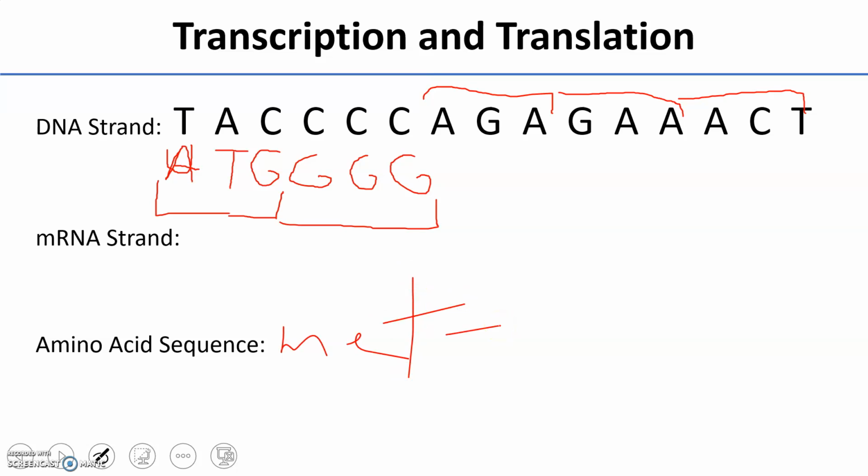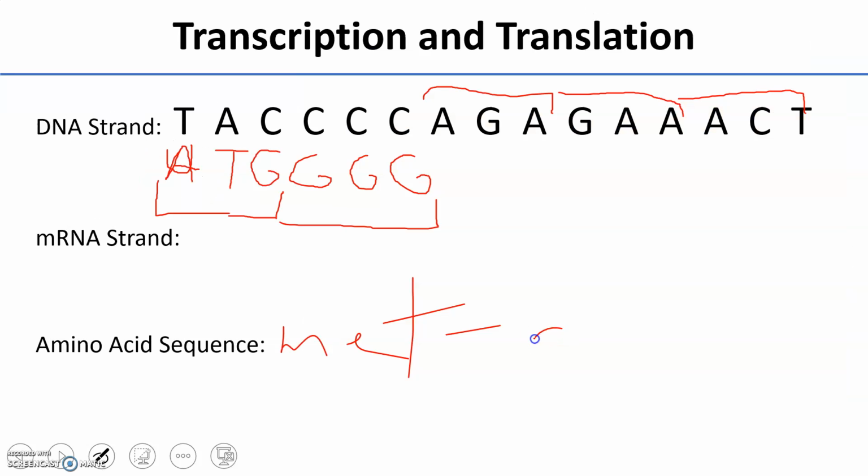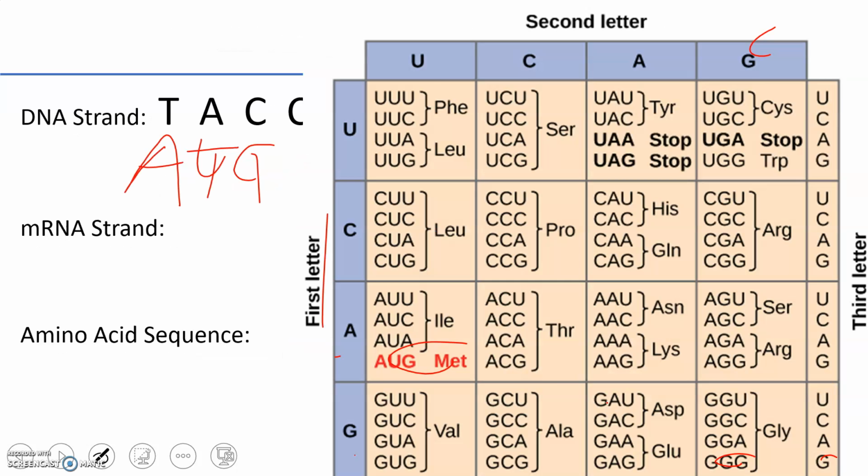Now you see CCC, which is complementary to GGG. Go back to your table, find GGG. G, first letter, G, second letter, G, third. So GGG is glycine. Go back to your sheet and you'll write down glycine. And you'll continue that for the rest of your DNA until you get your complete protein. So once you get that amino acid sequence, that's going to be the protein sequence that you're going to create, okay?